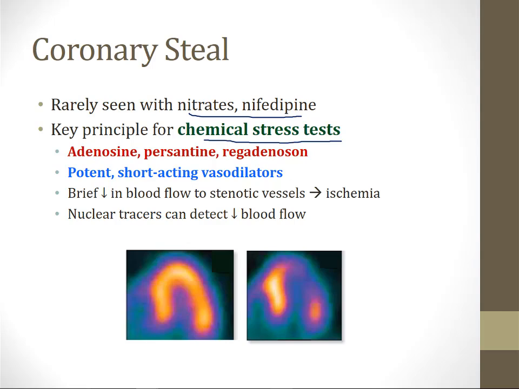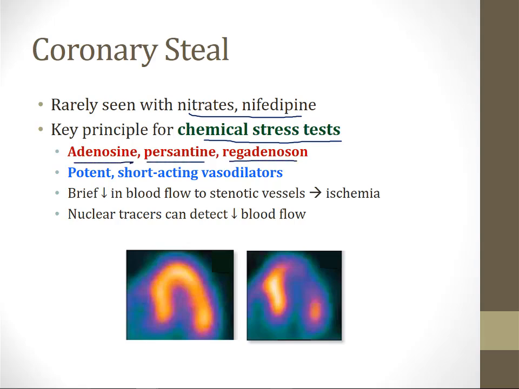Some patients have arthritis or other conditions that prohibit them from walking on a treadmill for a stress test. In this situation, we use vasodilators to induce coronary steal to test for ischemia. The vasodilators that are used for this purpose are adenosine, persantine, and regadenoson.